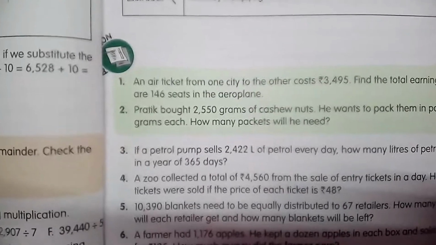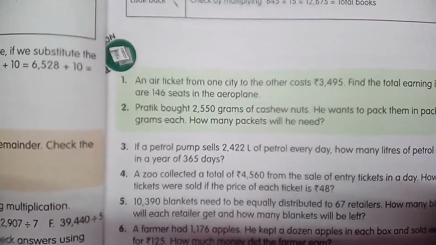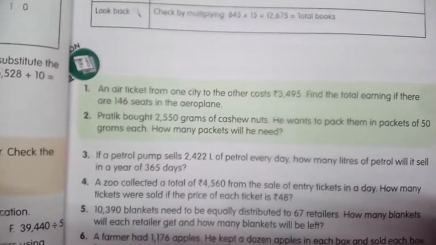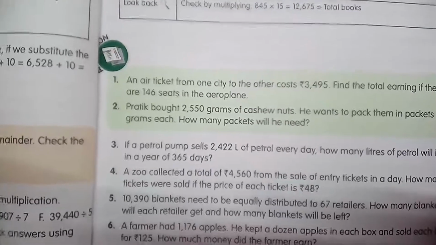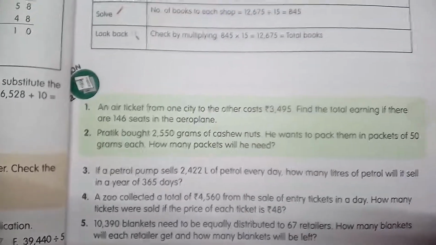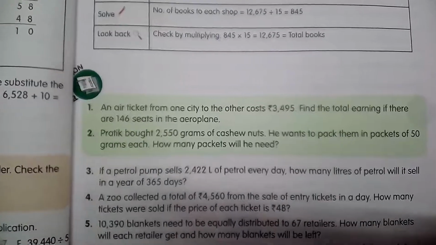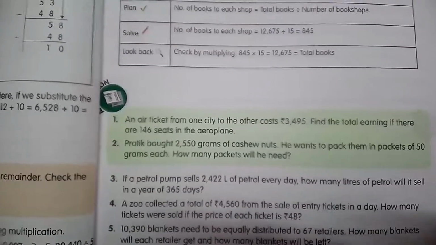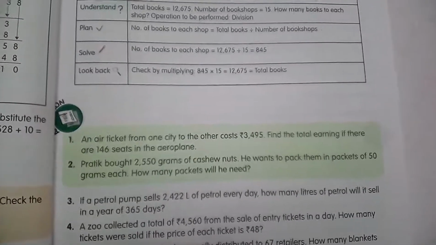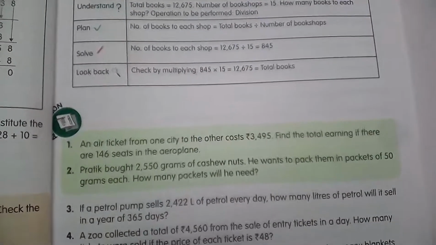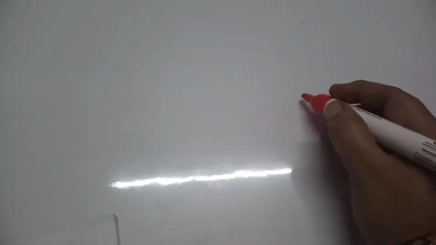Now your second question is, Pratik bought 2,550 grams of cashew nuts. He wants to pack them in packets of 50 grams each. How many packets will he need? So what will you do? You will divide the total number of grams of cashew nuts he had by the number of grams he has to pack in each packet. I am going to divide.